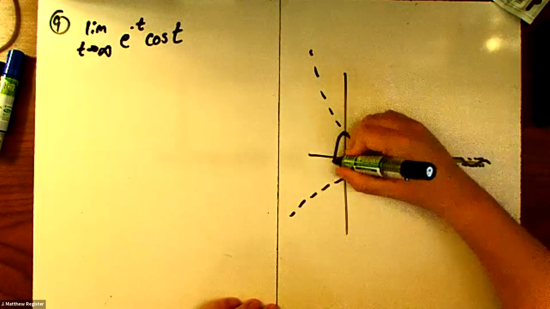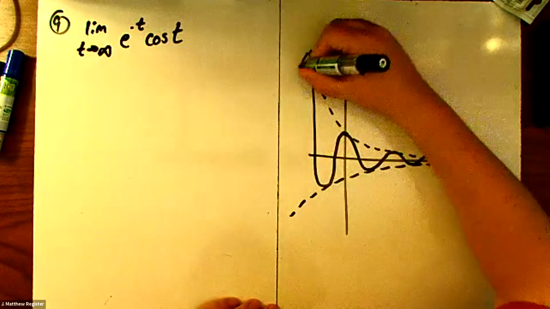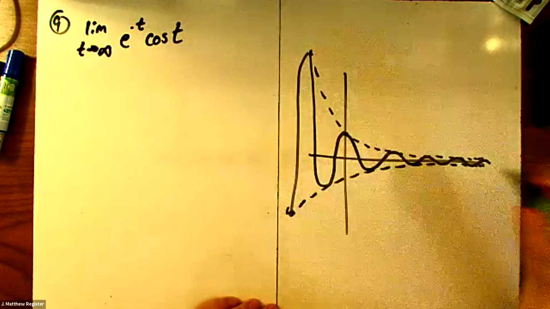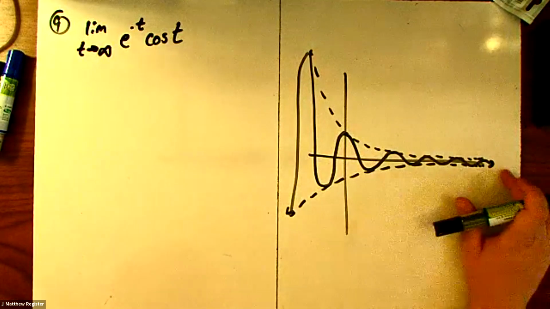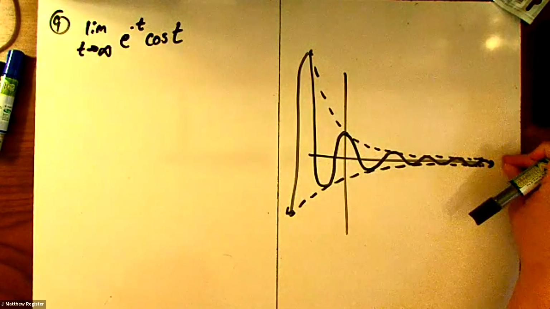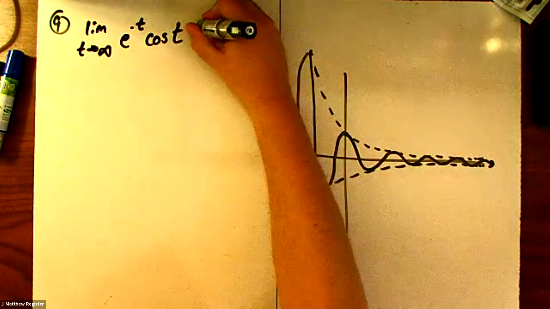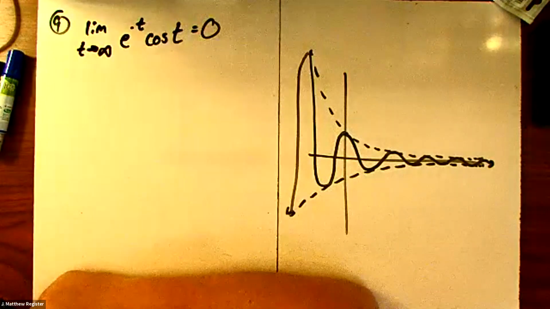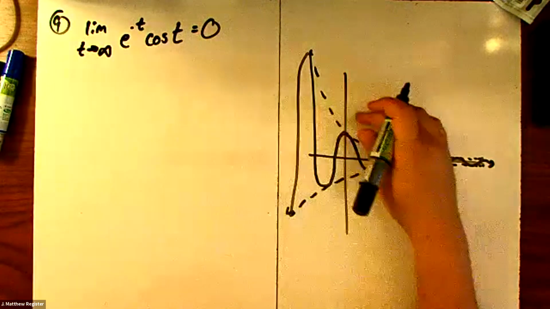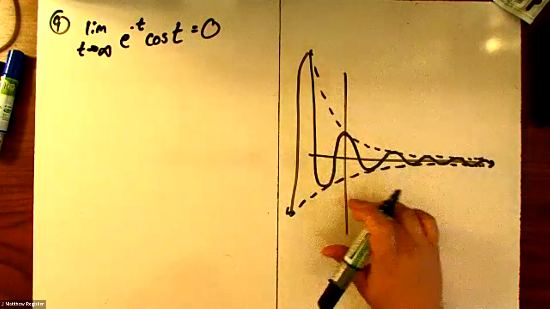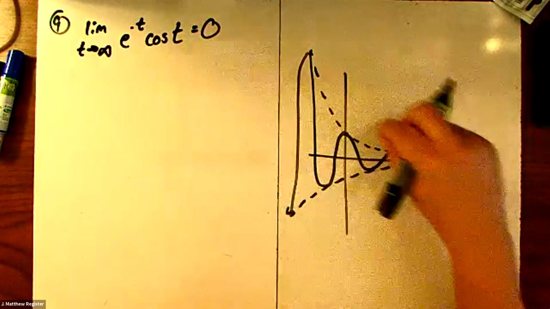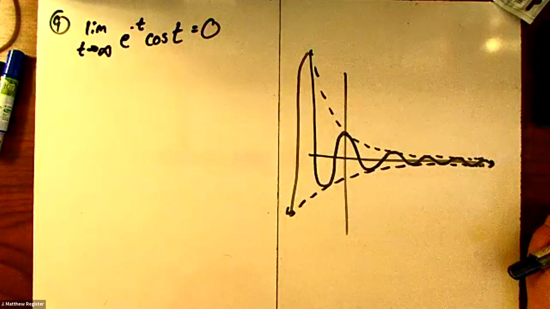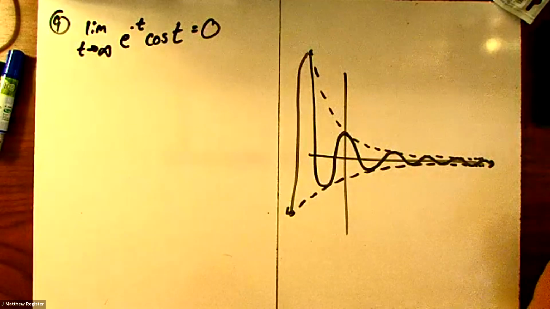On the other side, it'll go crazy. And so as this goes to infinity, it's going to get squeezed down to 0, because it has to be bound between e to the negative t and negative e to the negative t, because that's what the amplitude is. And then the cosine, it'll oscillate, but it's still going to be approaching 0.